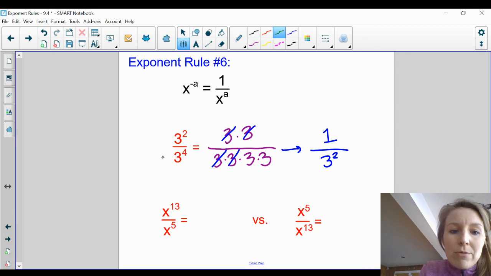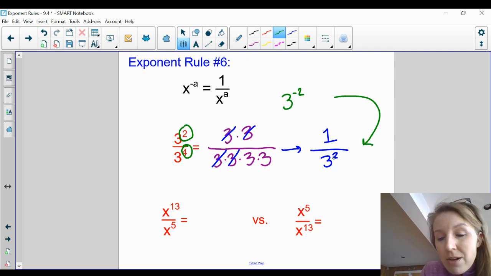If we think about our rule here, my exponents are 2 and 4. So what I've done here is I've said 3 to the negative 2nd, because 2 minus 4 is negative 2. Well, based on this 6th rule, if I have 3 to the negative 2nd, it looks like this, meaning my positive power of 2 goes down to the denominator.